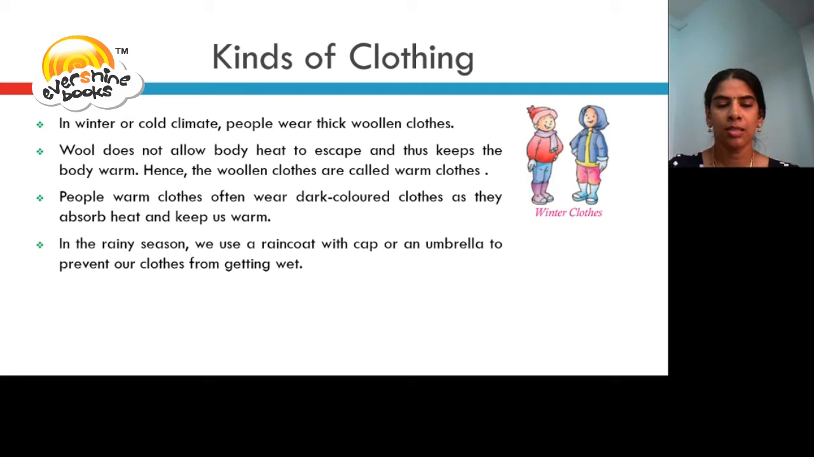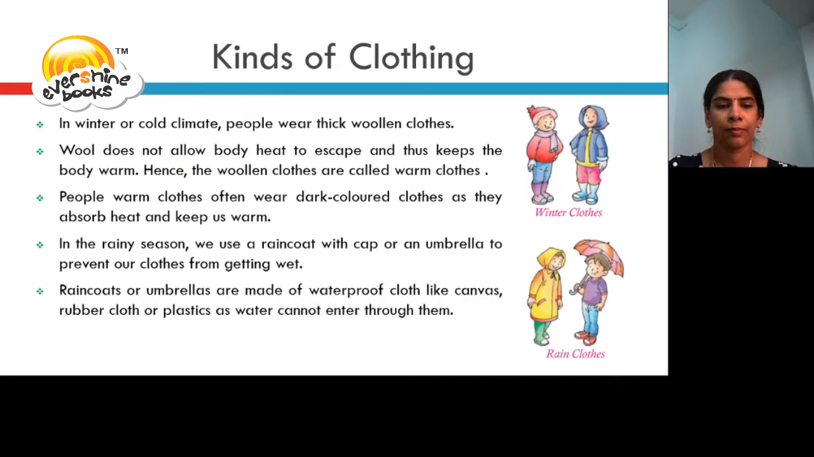In the rainy season, we use a raincoat with a cap or an umbrella to prevent our clothes from getting wet. Raincoats or umbrellas are made of waterproof cloth like canvas, rubber cloth or plastics as water cannot enter through them. We also wear gum boots during rains.